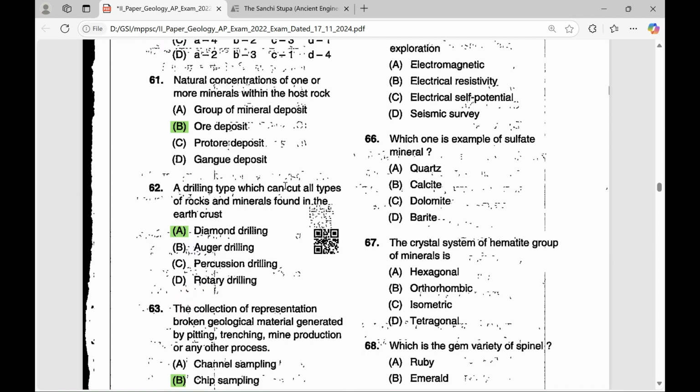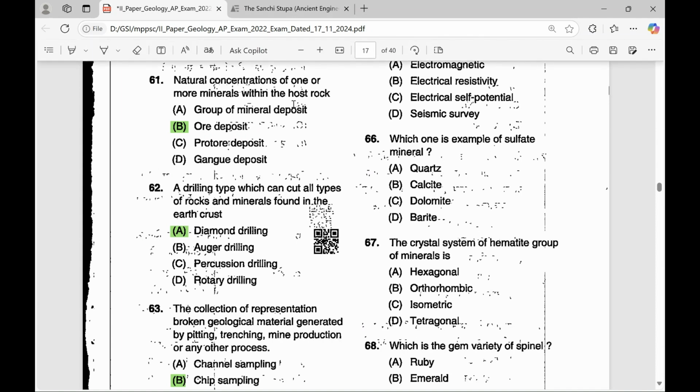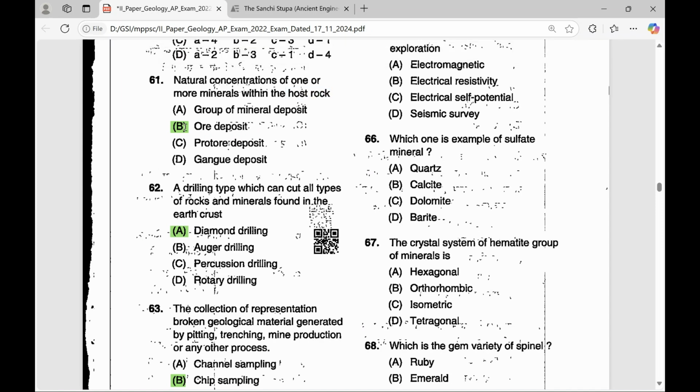Natural concentration of one or more minerals within the host rock. Options are group of mineral deposits, ore deposits, protore deposits, and gangue deposits. Two options seem to be very correct: one is the group of mineral deposits, the other is the ore deposits. But looking at the phrase host rock, I'll go with the ore deposit.